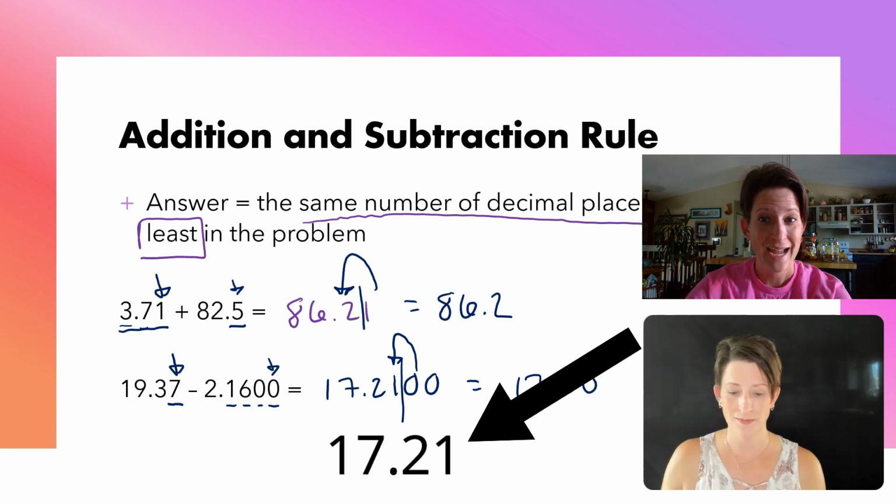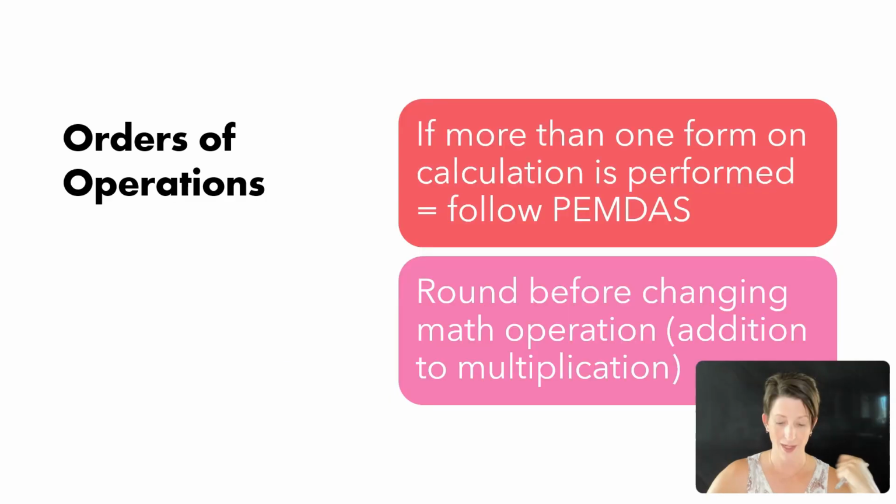I'm not perfect. I made a mistake. For some reason, I dropped the 1, and so the answer should be 17.21. I'm sorry. I don't know what I was thinking.